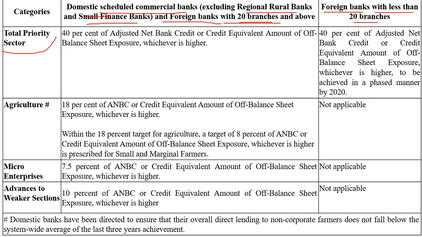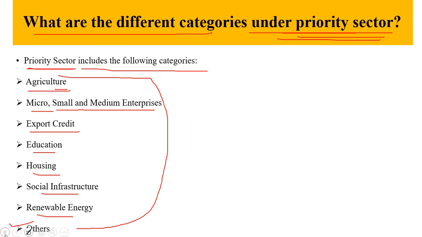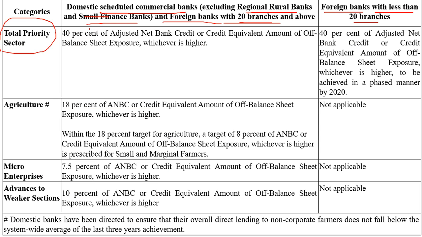So total priority sectors means all these sectors. There are 8 sectors in total. Across these 8 sectors, the bank has to maintain 40%. They have to give 40% of loans to the total priority sectors.